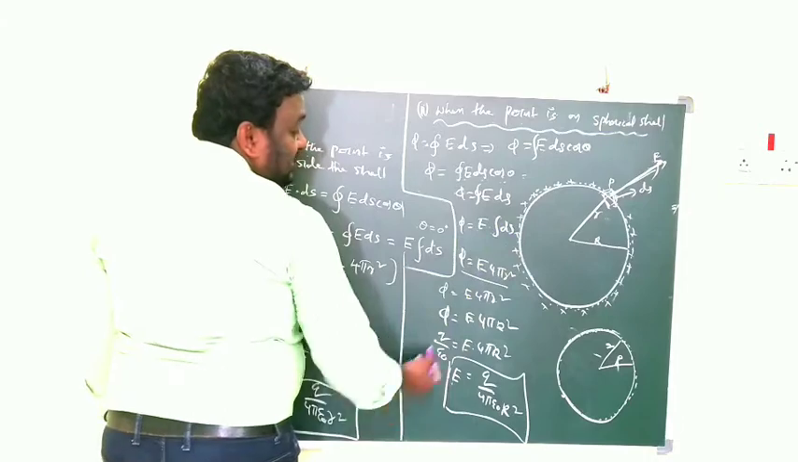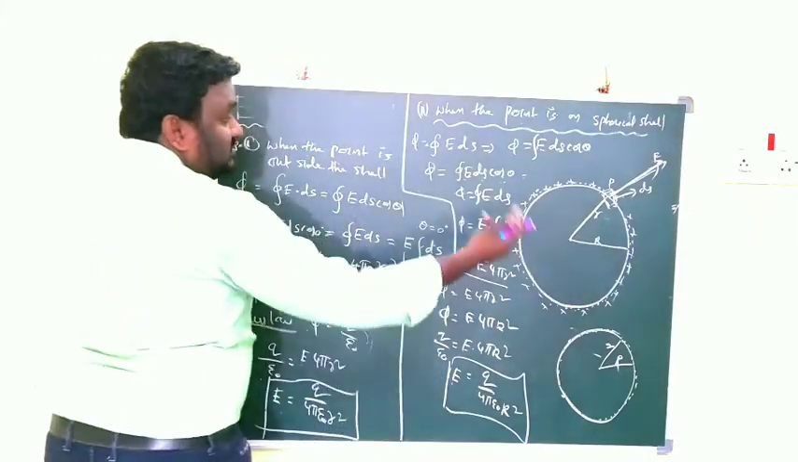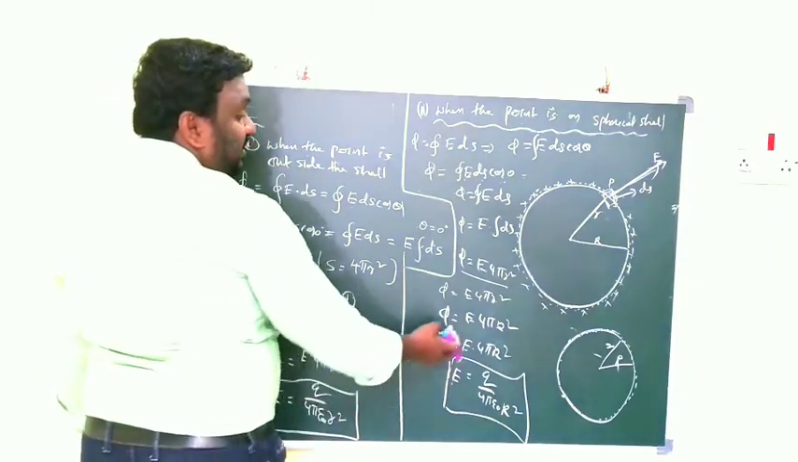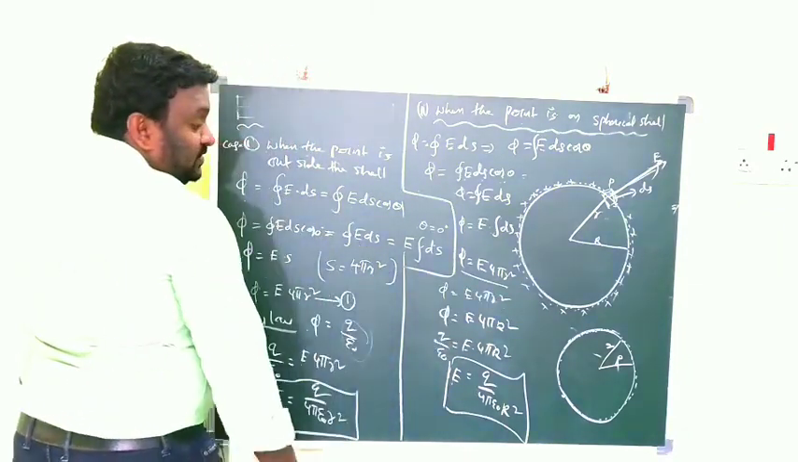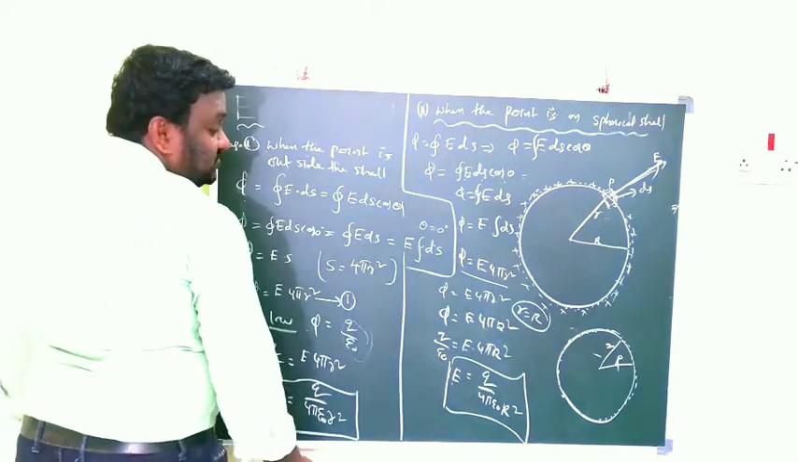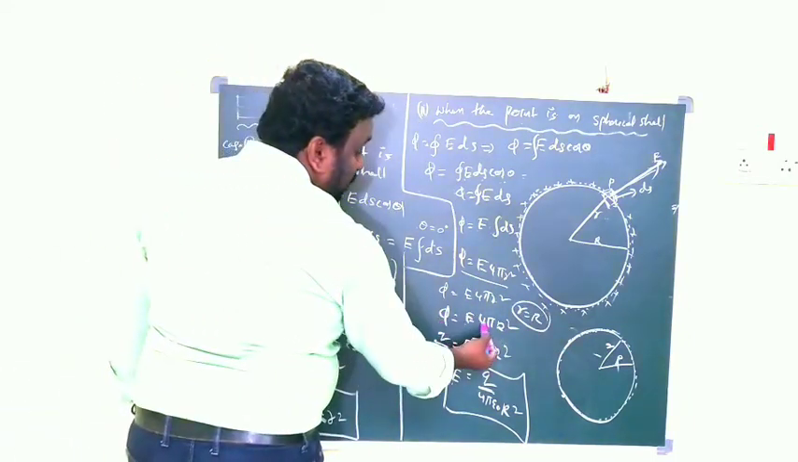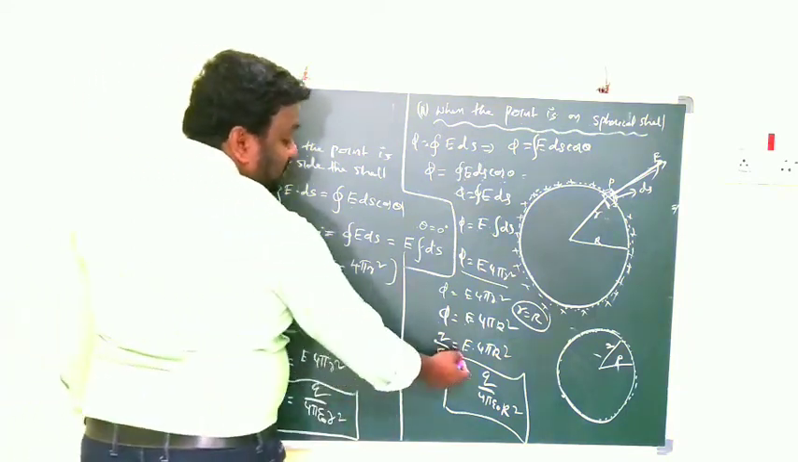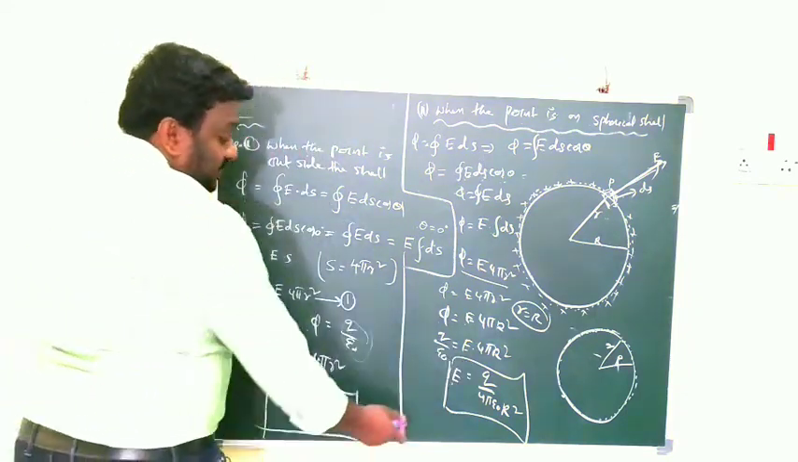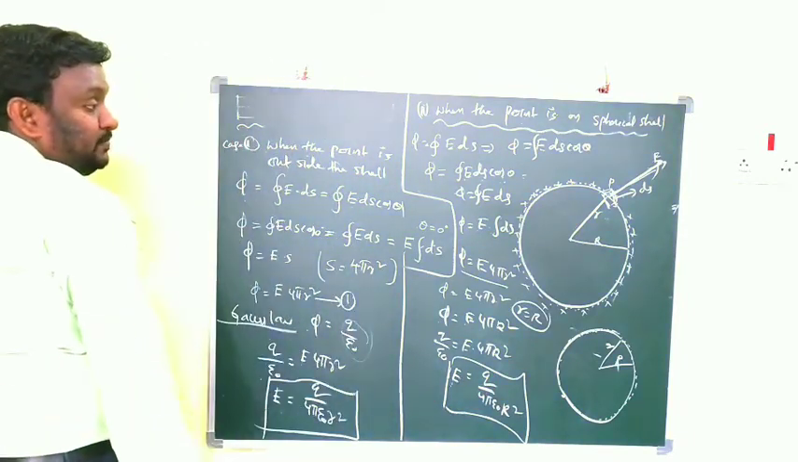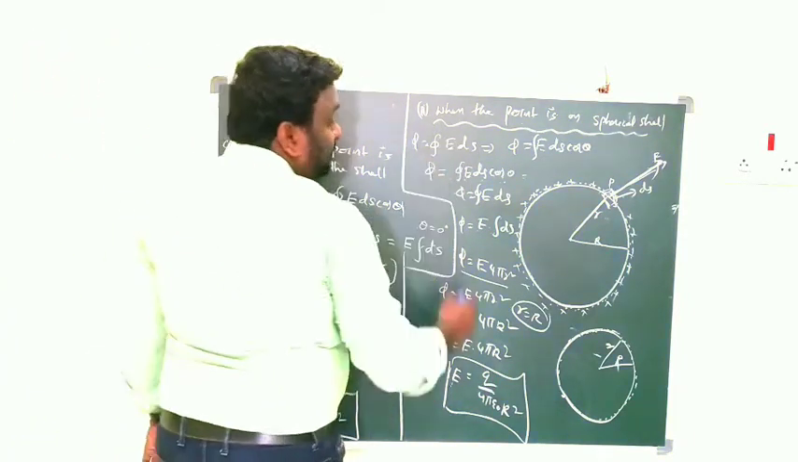Now what do you get for S? S is the surface area of the Gaussian surface, which is 4 pi r square. We know that small r is equal to capital R. That's why phi is equal to E into 4 pi r square. Then Q by epsilon naught is equal to E into 4 pi r square. Then E is equal to Q by 4 pi epsilon naught r square. So this is the second one.